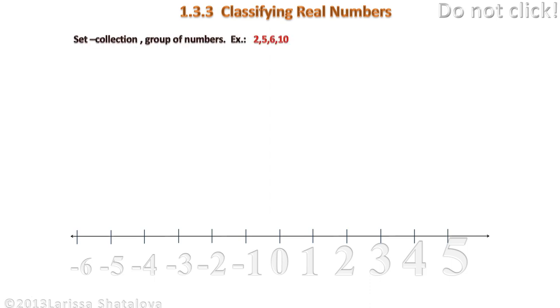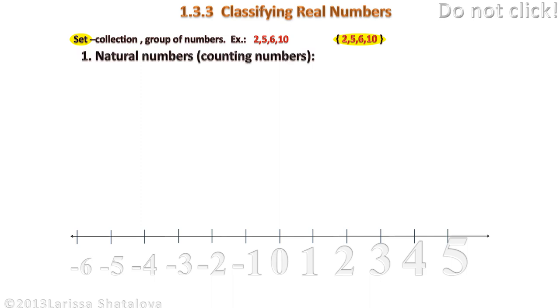The word set means a collection, a group of numbers. And here is an example, numbers 2, 5, 6, 10. Instead of saying the word set, we can show curly parentheses, called curly brackets. And within the brackets, we can see numbers 2, 5, 6, 10. And what is important here, we have a special request. Each element must be unique.